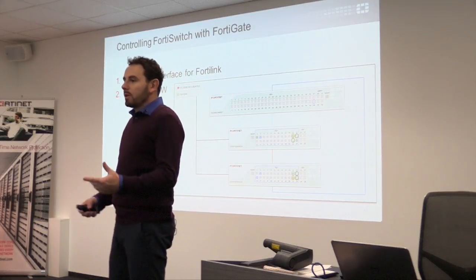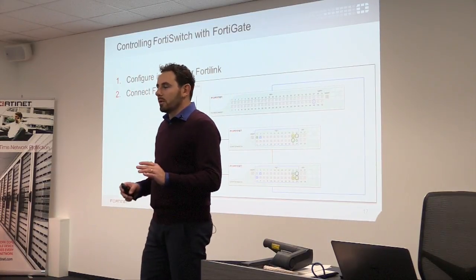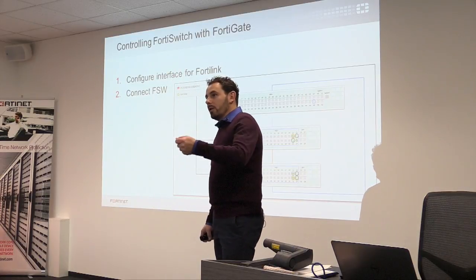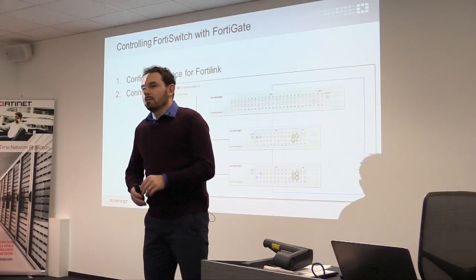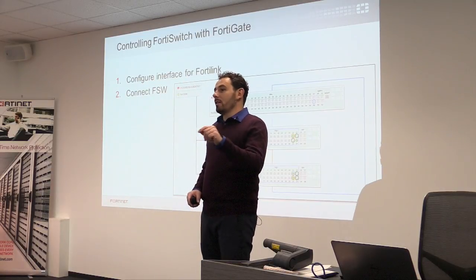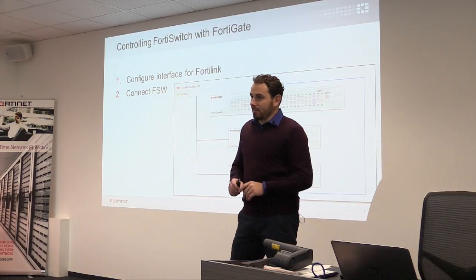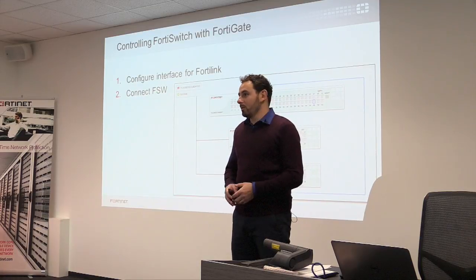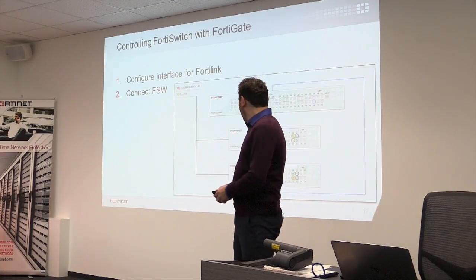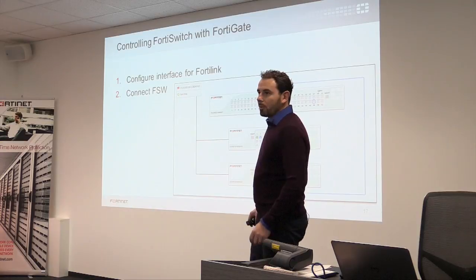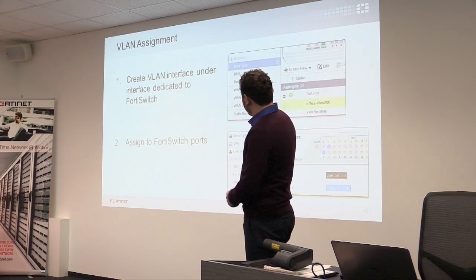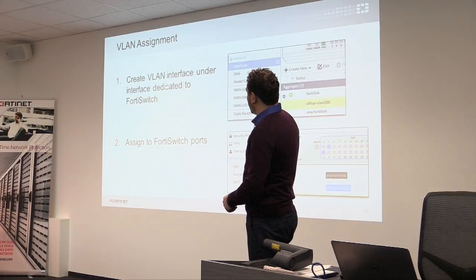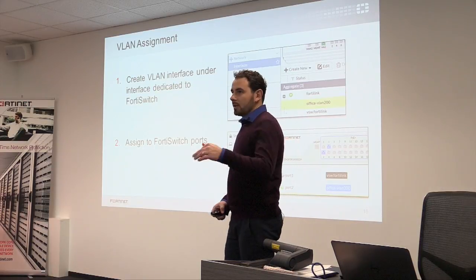But how do we do that? It's very easy to control the switch. Just configure the interface, you say dedicated to FortiSwitch, automatically authorize. Done. Just plug the switch and wait, it will be controlled. Then you can start provisioning the ports with the VLANs that you want. So that's the second step, second slide here. You create the VLAN and assign it to the ports.